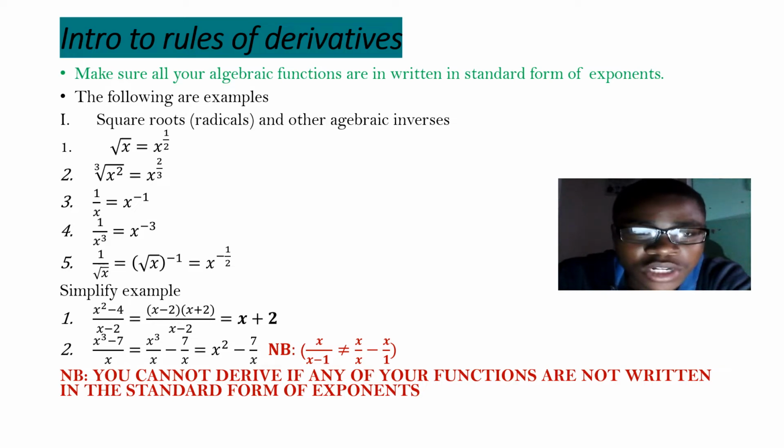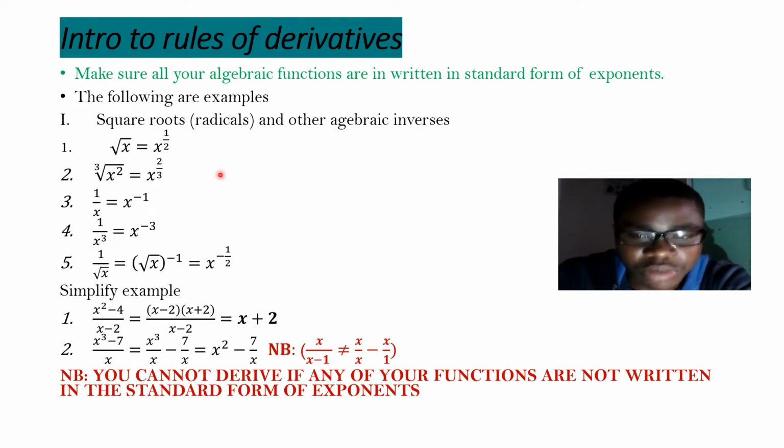So the first thing that we need to understand, when we introduce ourselves to derivatives, the first point that I noted is that you should make sure all your algebraic functions are written in standard form of exponents. The following are the examples that I mean by saying that. Square roots and radical forms and other algebraic inverses. For an example, a square root of x is the same as x to exponent 1 over 2.